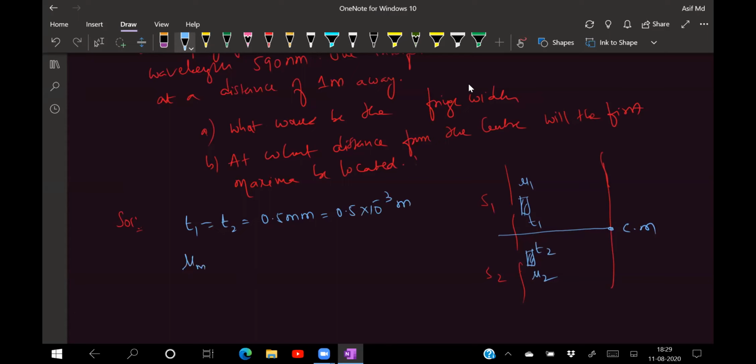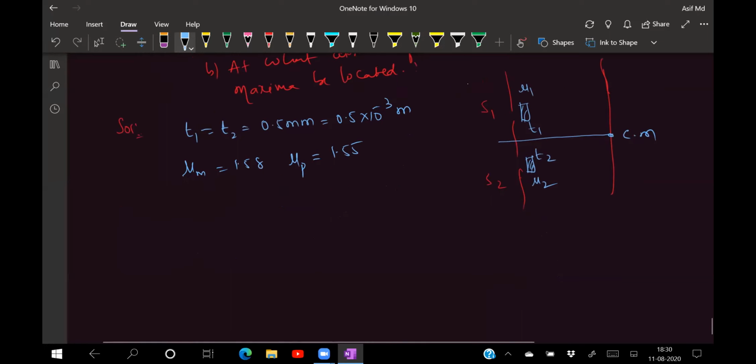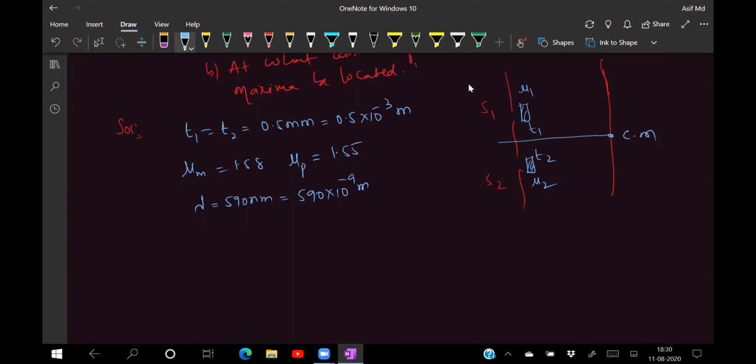Refractive index of mica is given as 1.58. Refractive index of polystyrene is given as 1.55. And wavelength is given in the problem as lambda is equal to 590 nanometers. That is equal to 590 into 10 to the power of minus 9 meters. And distance is given as 0.12 meters, so that will be equal to 12 into 10 to the power of minus 4 meters for easy calculation. And the screen is at a distance of 1 meter. That is also given in the data.